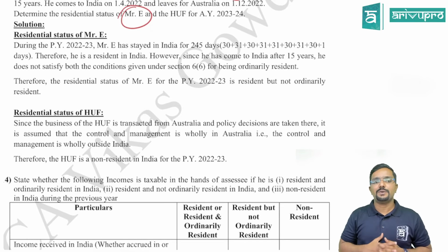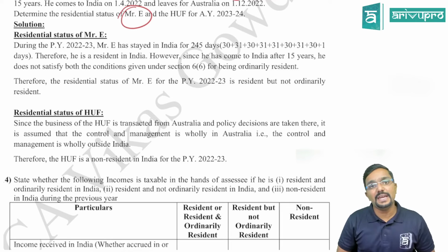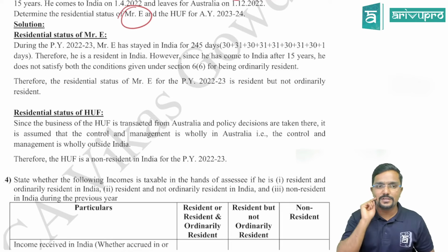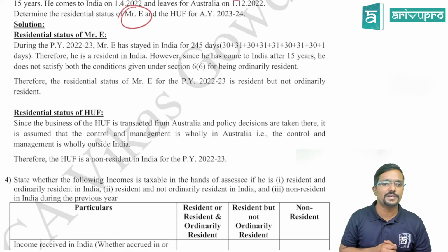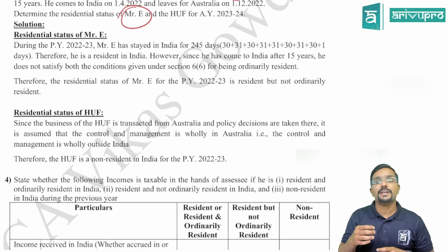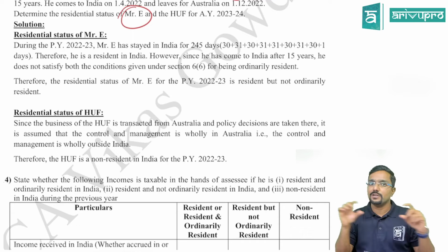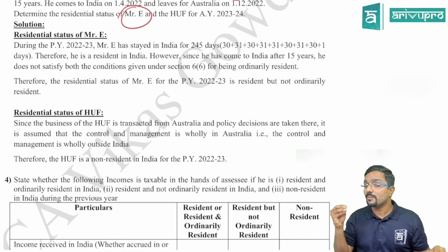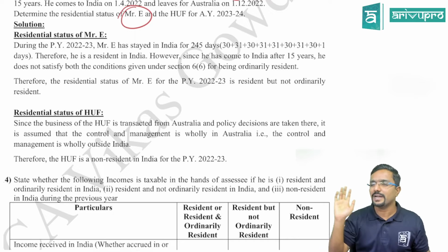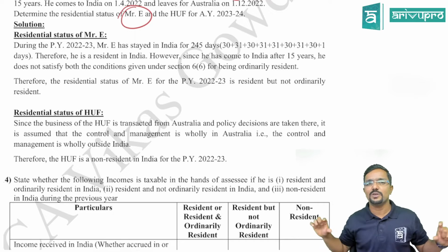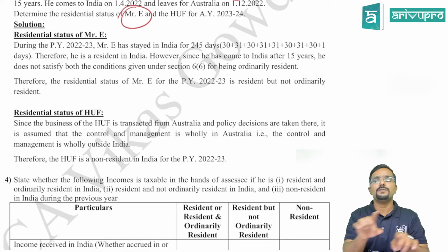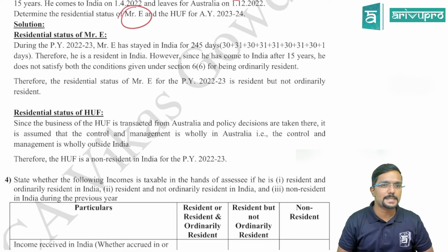Let me read it once. Residential status of Mr. E, who is a Karta. In bracket, if you want, you can mention Karta. During previous year 22-23, Mr. E has stayed in India for 245 days. You can show the count also in bracket. Sir, can I show April how many days, May how many days? That will take a long time. Some of the suggested answers would have given it like that, but I don't suggest you do that. Like April how many, May how many, it will be more time-consuming. So it's better to just give the count like this in the bracket, guys.